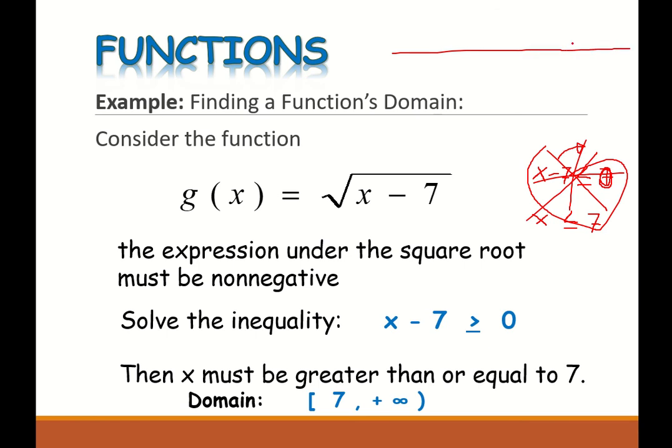So it means that if this is our 0 here, and this is our 7, and this is our positive infinity, and this is our negative infinity, x must be greater than or equal to 7.